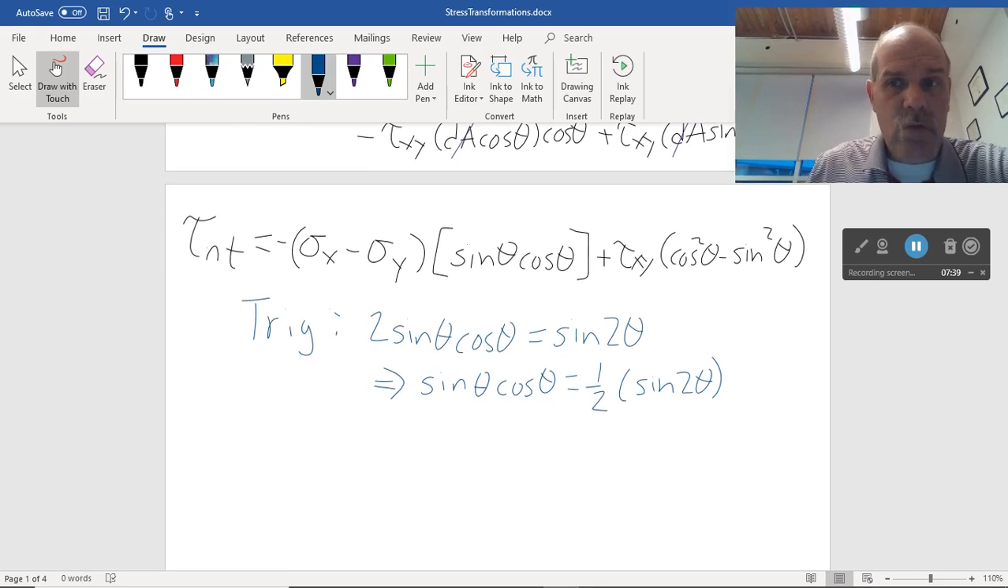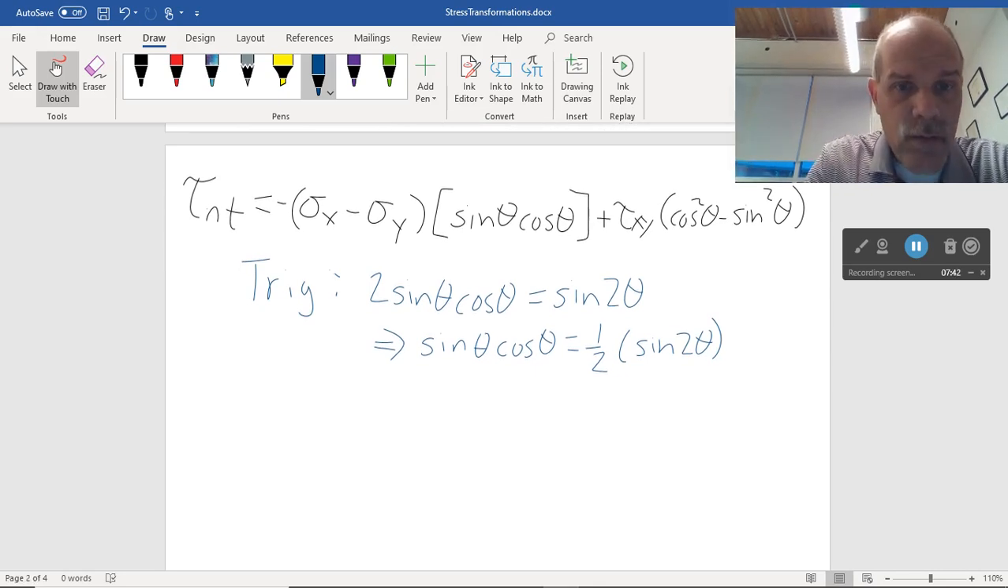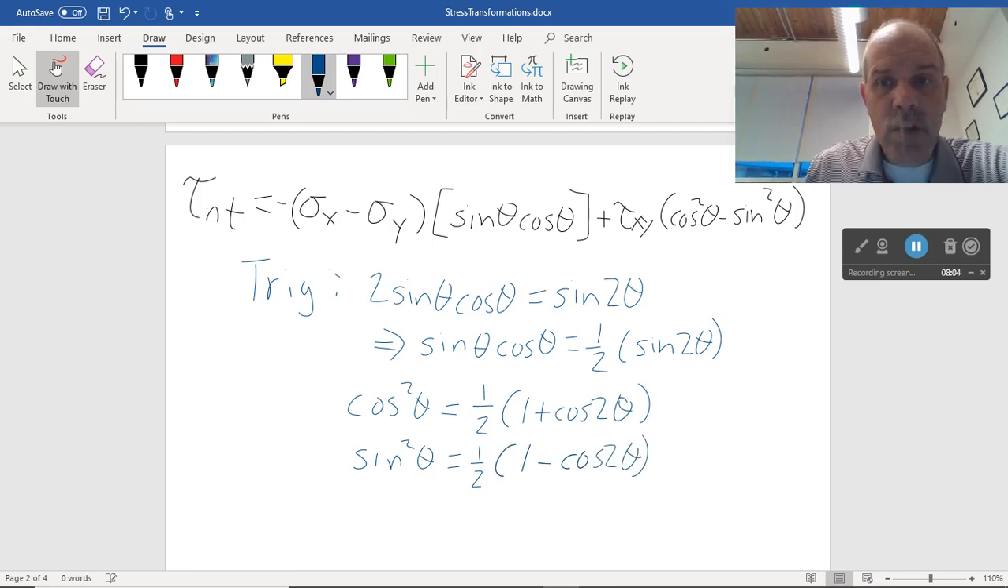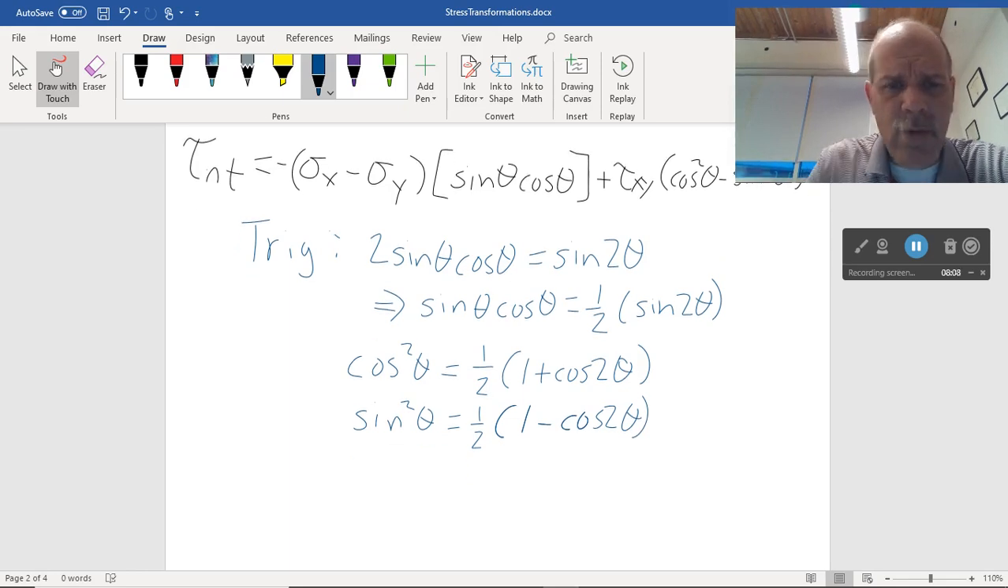And the other thing that we used, well, we used 2 of them, but we're going to combine them in a second. We had that cosine squared theta, again, this is from last time, was equal to 1/2 of 1 plus cosine 2 theta. And by last time, I mean the video where we talked about getting the normal stresses, right? Sine squared theta is equal to 1/2 of 1 minus cosine 2 theta. So what I can say then is if I do cosine squared theta minus sine squared theta, it is equal to 1/2 of 1 plus cosine 2 theta minus 1 minus cosine 2 theta.